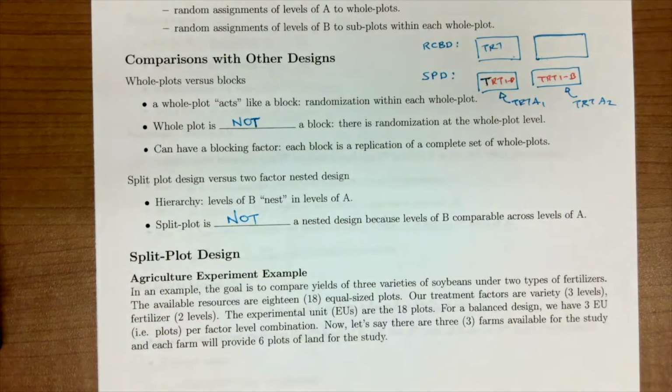If we recall back in lesson 11, we were talking about factories and operators. The idea was that a particular operator only worked at a specific plant, and that operator was not going to the other factories. In a split plot design, in our agricultural example, we have the same soybean variety across all the whole plots. So we're looking at variety 1, 2, 3 in all of the whole plots. So a split plot is not a nested design, even though we have a hierarchy of factors.